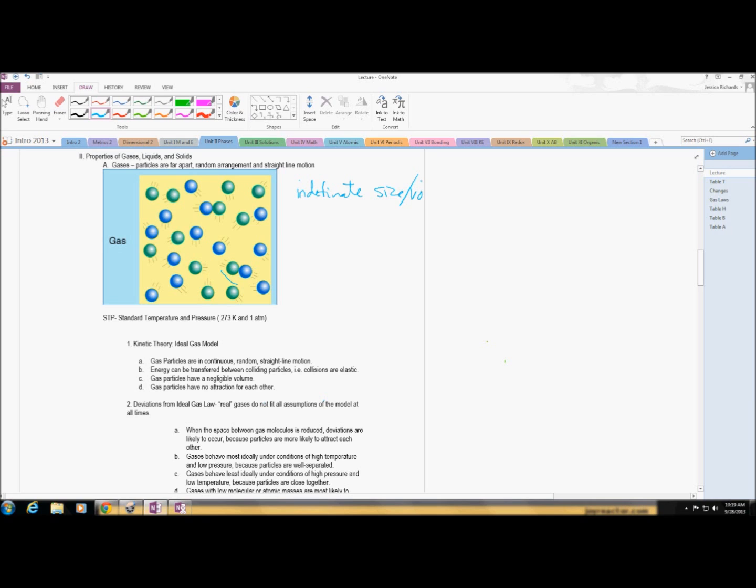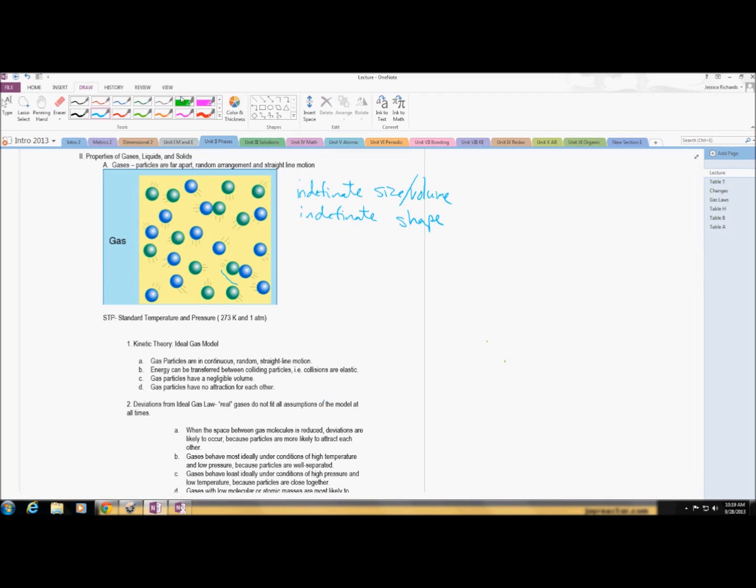Sometimes instead of size, they'll say volume. You might have heard that stated as they take the size and shape of their container. It's another way of saying the same thing.